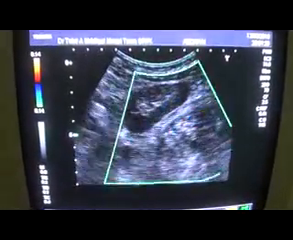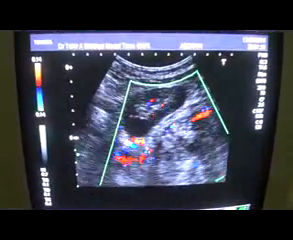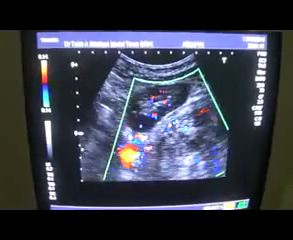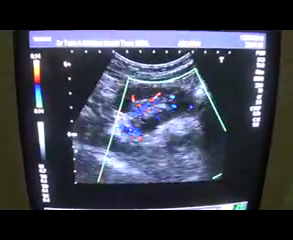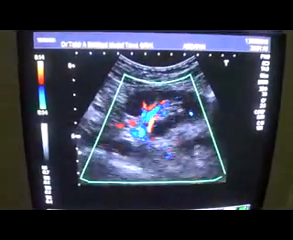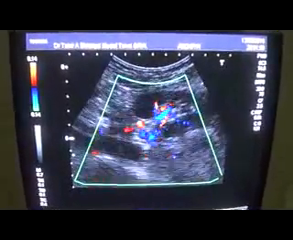So here you can see, now I am showing you the left kidney with the mass. Trying to get the transverse section of the left kidney.